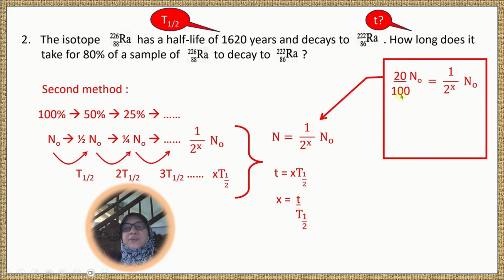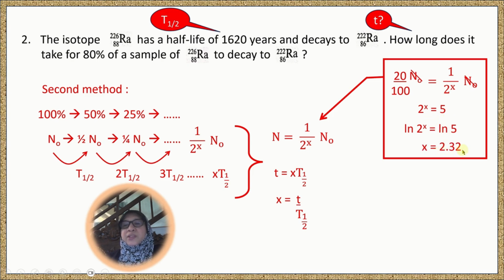Okay, so now we can substitute the given information into the equation here. So N is the number of atoms that haven't decayed yet, which is 20%. So 20/100 N naught, of the initial, equals (1/2)^x N naught. Okay, we can cancel the N naught and we get 2^x equals 5. And take ln both sides, so we can solve for x.